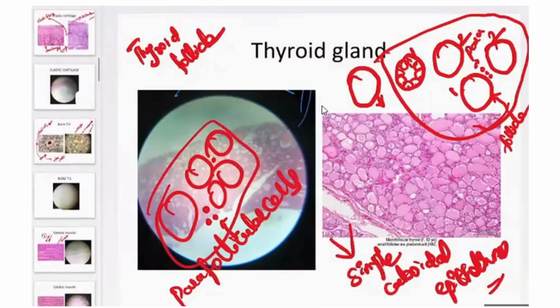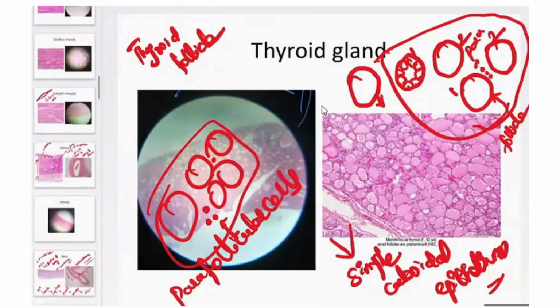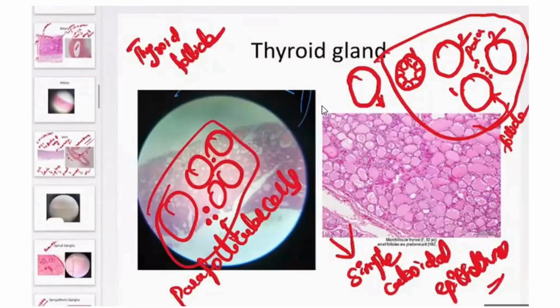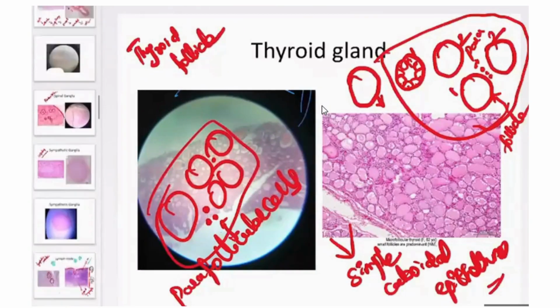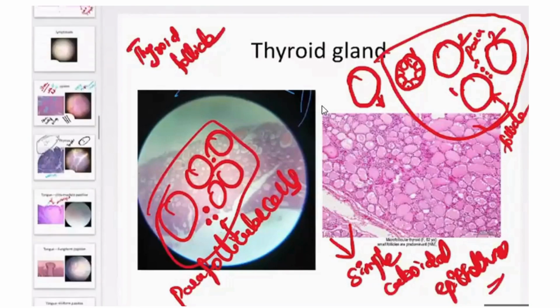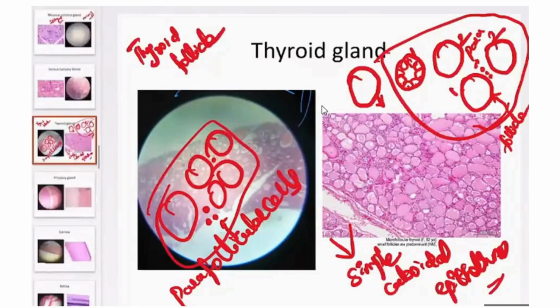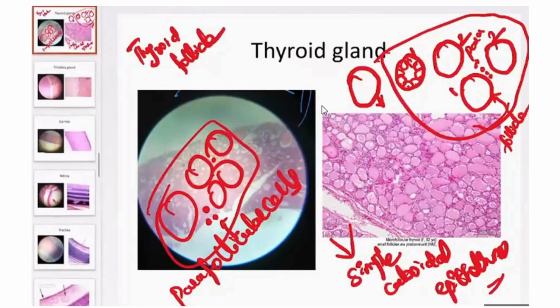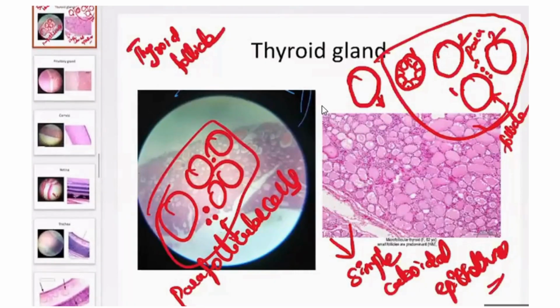So we have seen so far epithelium, bone, cartilage, muscle, blood vessel, artery and vein. Two types of artery. Tunica intima, media, adventitia, three layers. And lymph node, spleen, thymus. Next is pituitary gland.